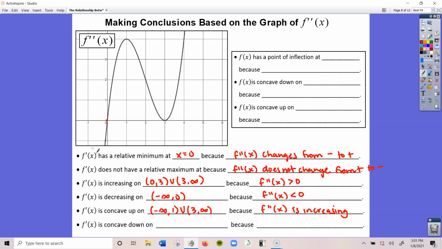Similarly, for concave down, it's when the second derivative is decreasing, which occurs from 1 to 3. And again, we would say because f double prime of x is decreasing.